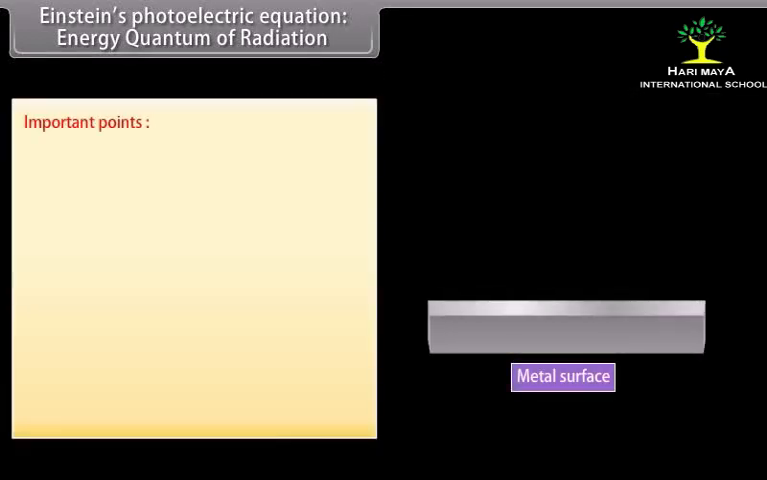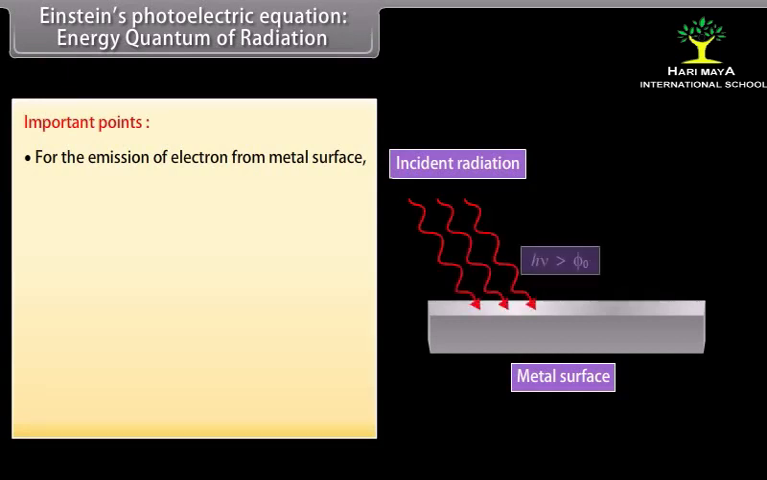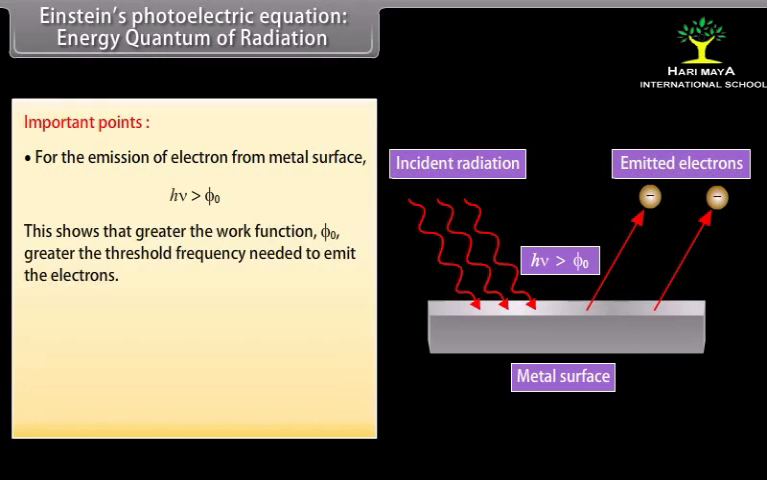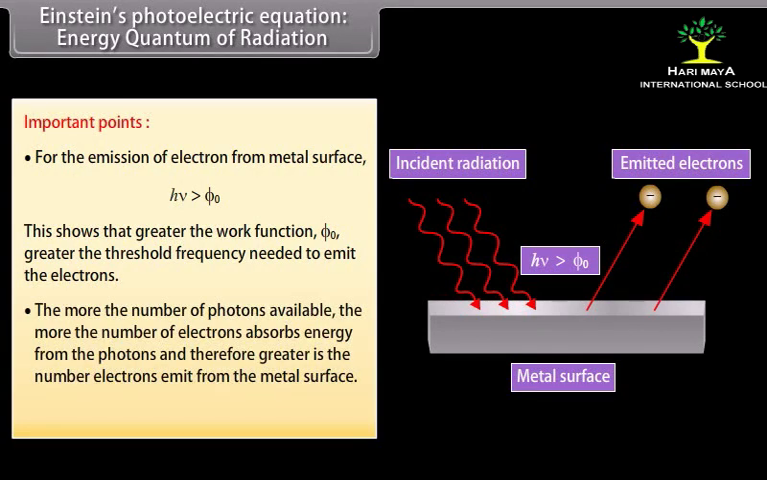Important points. For the emission of an electron from the metal surface, hν must be greater than φ0. This shows that the greater the work function φ0, the greater the threshold frequency needed to emit the electron. The more the number of photons available, the more the number of electrons that absorb energy from the photons, and therefore greater is the number of electrons emitted from the metal surface.